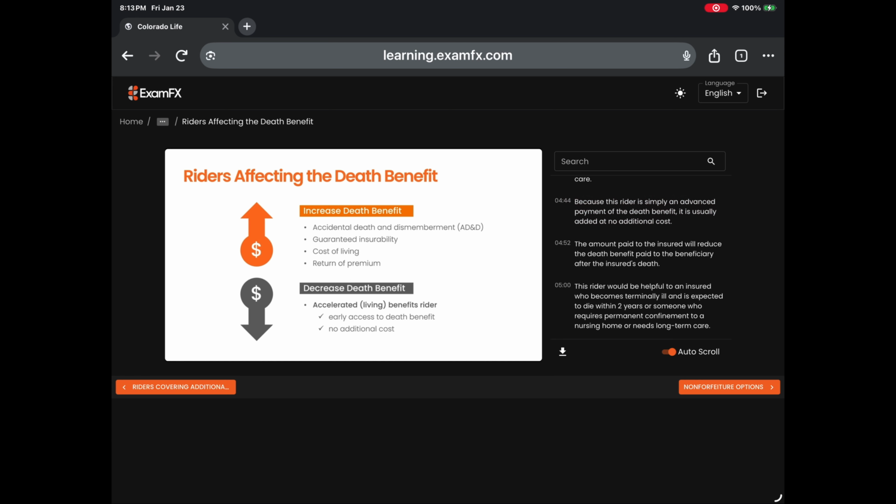additional cost. The amount paid to the insured will reduce the death benefit paid to the beneficiary after the insured's death. This rider would be helpful to an insured who becomes terminally ill and is expected to die within 2 years, or someone who requires permanent confinement to a nursing home or needs long-term care.